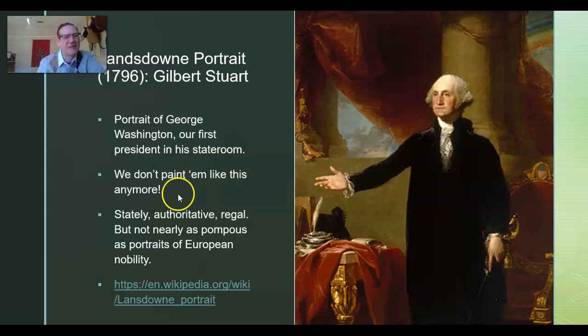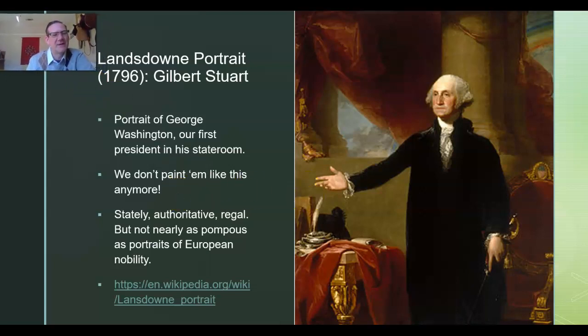This is a goofy little painting. There you go, for you guys. Lansdowne Portrait by Gilbert Stuart. This is George Washington, our first president, in his stateroom. We don't paint him like this anymore, do we? His arm is open, sort of leading to the future almost. Like, look, here, guiding future American democracy to the future, right?